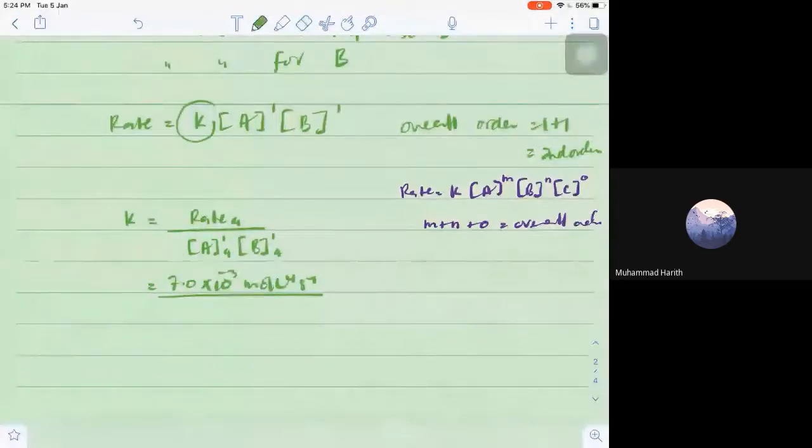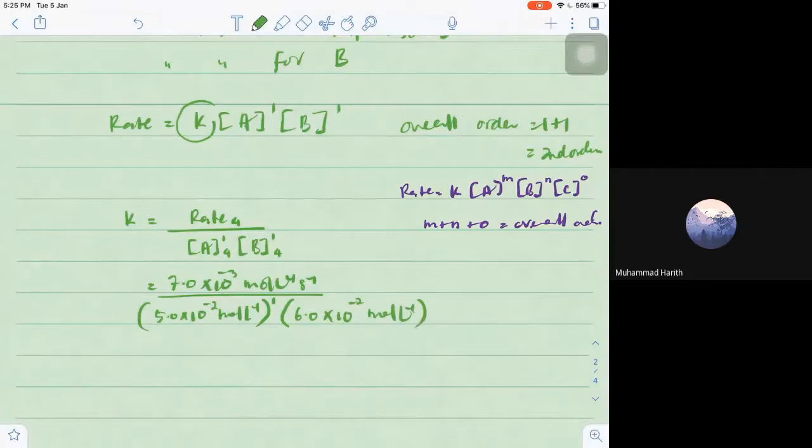The concentration of A in experiment 4 is 5.0 × 10^-2 mol L^-1, and the concentration of B in experiment 4 is 6.0 × 10^-2 mol L^-1. We just plug in the values from the data, the concentrations in experiment 4. Same goes with the concentration of B. Just press the calculator, then we will get the K value, 2.33.